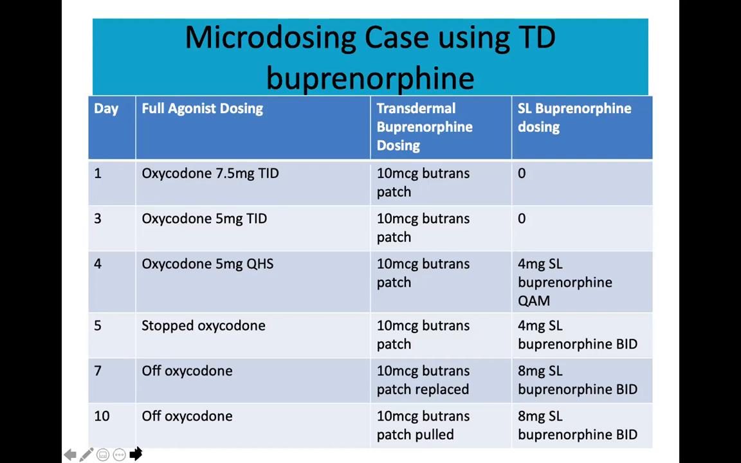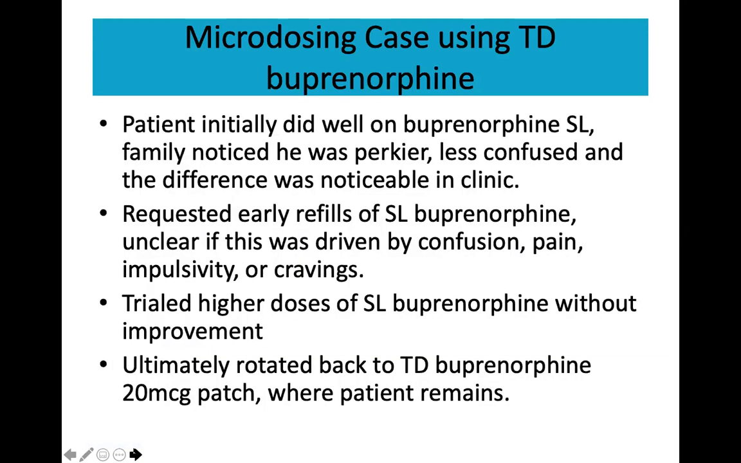And then after about a week and a half, he said he was doing well. He seemed better on the phone. I spoke with his family member who said that he seemed more like himself. So we took off the Butrans patch at that point, and he remained on 8 milligrams Suboxone twice a day. So this person did really well to start. They seemed more like themselves, less confused, and family agreed.